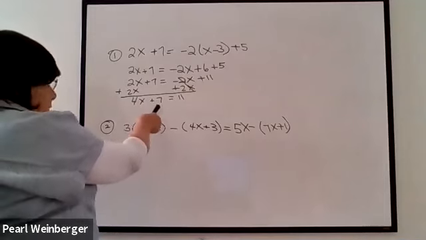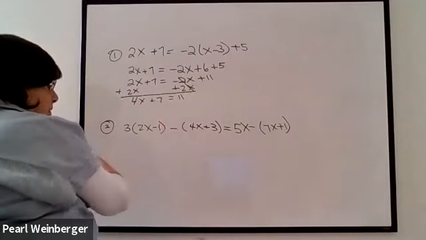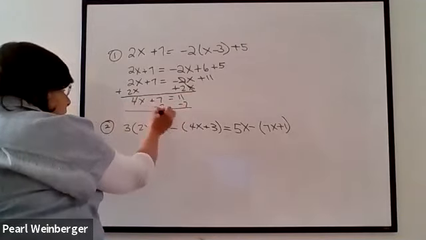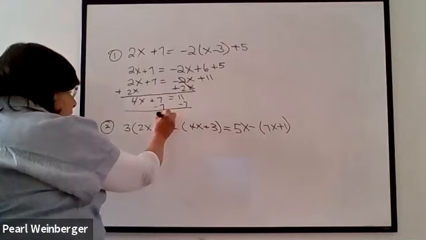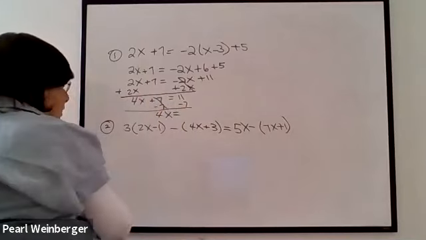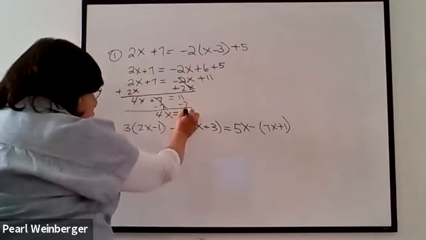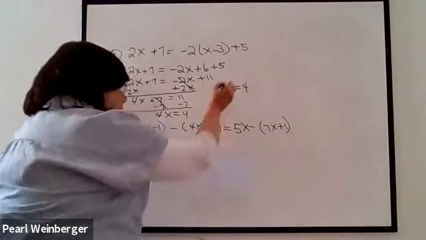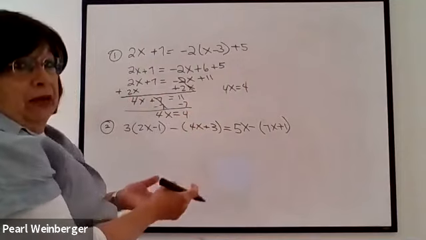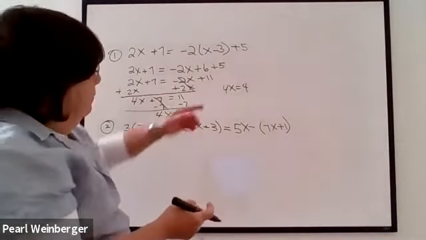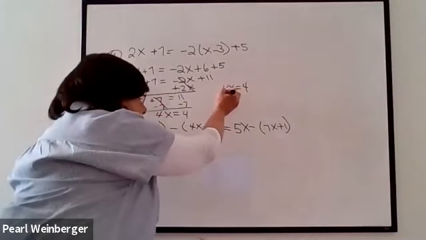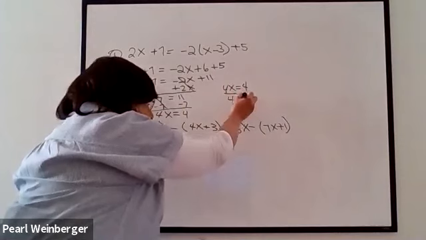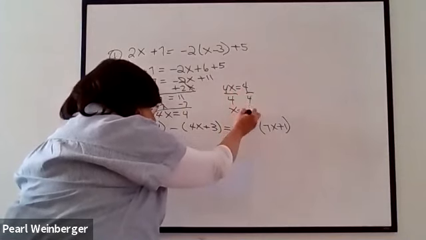I then want to get rid of the 7 that's on the left side, so I'm going to minus 7 because it's the opposite sign, which will give me 4x, because this cancels out. 11 minus 7 is 4. And since I have 4x equals 4, my last step is to divide by the coefficient of the x. The coefficient of the x, the number in front of the x, is 4, so I'm going to divide both sides by 4, and I get x equal to 1.